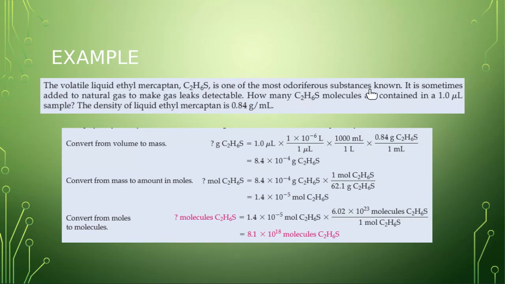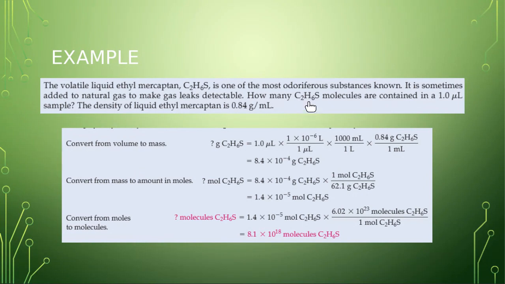And you know that from the first lessons, I showed you the sulfur is the yellow color. Do you remember that? I wish you remember. It is sometimes added to natural gas to make gas leaks detectable. So this smells so bad.